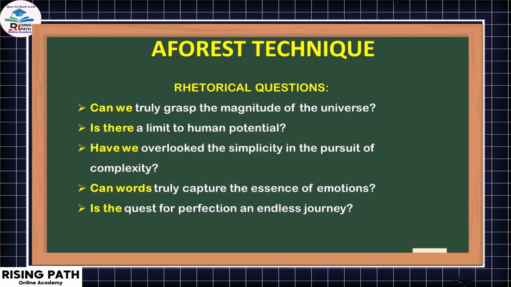Here are some examples of rhetorical questions. As you can see, can we truly grasp the magnitude of the universe? Is there a limit to human potential? So as you can see on this chart, the rhetorical questions are made in different forms. Of course, you can use the W's also, and you can use the helping verbs to begin your rhetorical questions.